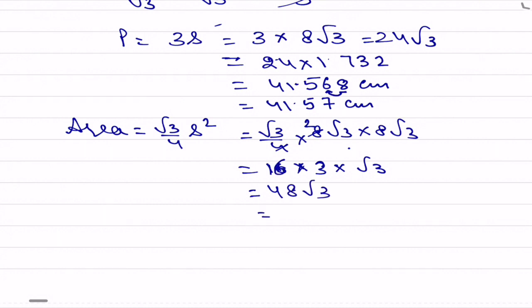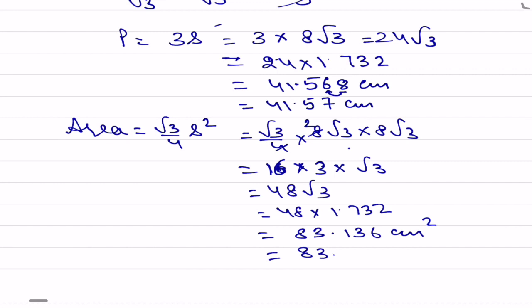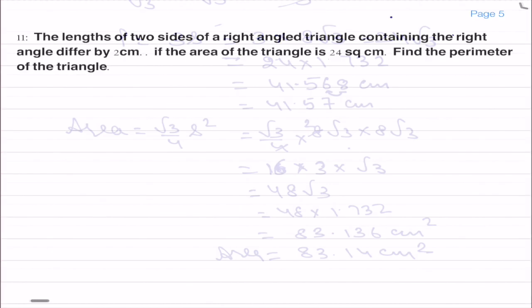Substitute the value of root 3, that is 1.732. So when we multiply, we see this is 83.136. Correct up to 2 decimal places, it becomes 83.14 square centimeter. This is the answer. Now see the next question.